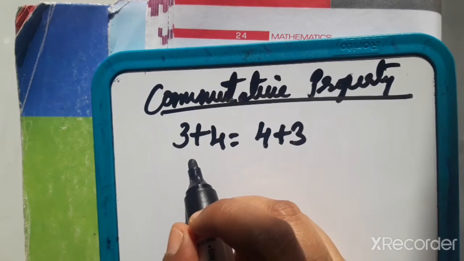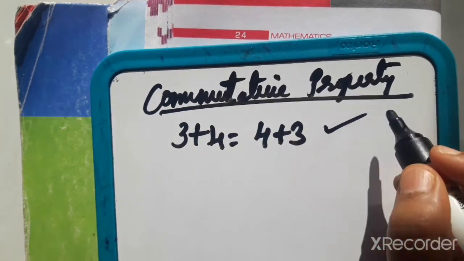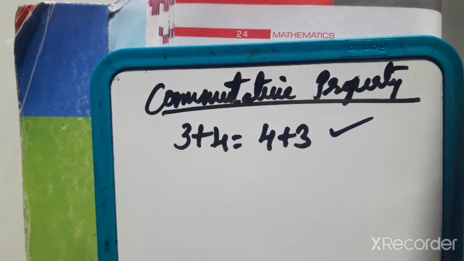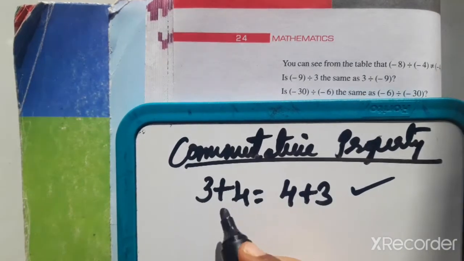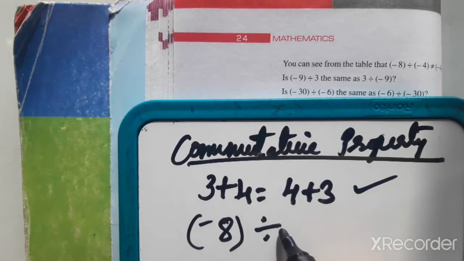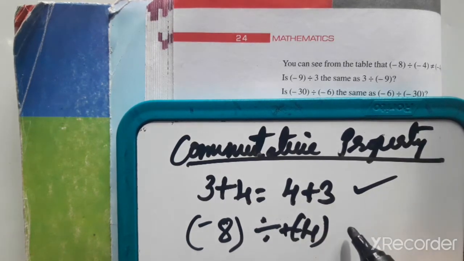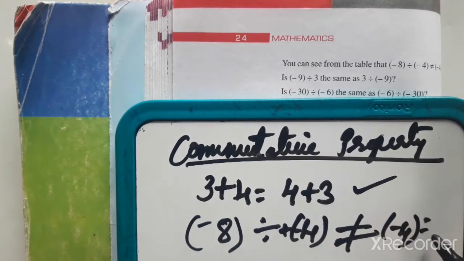Commutative property means just reversing the numbers. 3 plus 4 will become 4 plus 3, so addition satisfies the commutative property. Now we have to check whether division satisfies it. Minus 8 divided by minus 4 does not equal minus 4 divided by minus 8.